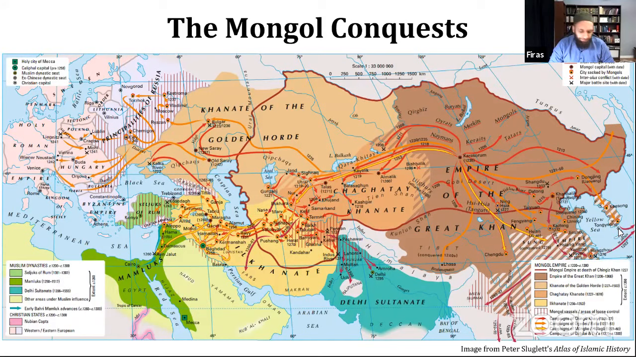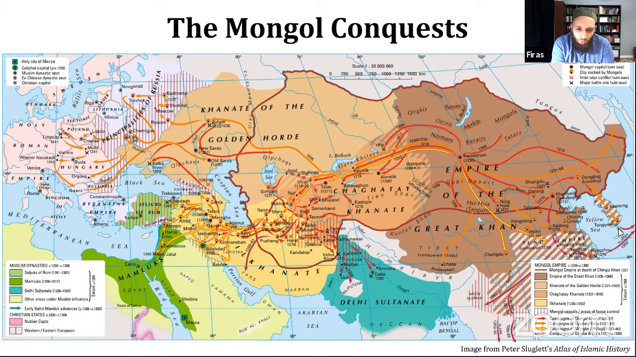Now, after conquering Northern China, Chinggis Khan turns his attention to the West, and he begins to conquer Muslim states in the Central Asian steppe. So think about countries today like Kazakhstan, Kyrgyzstan, Uzbekistan, Turkmenistan, all the Stan countries. That was where Chinggis Khan turns his attention to next. And that area was ruled by the Khwarizm Shah Empire.